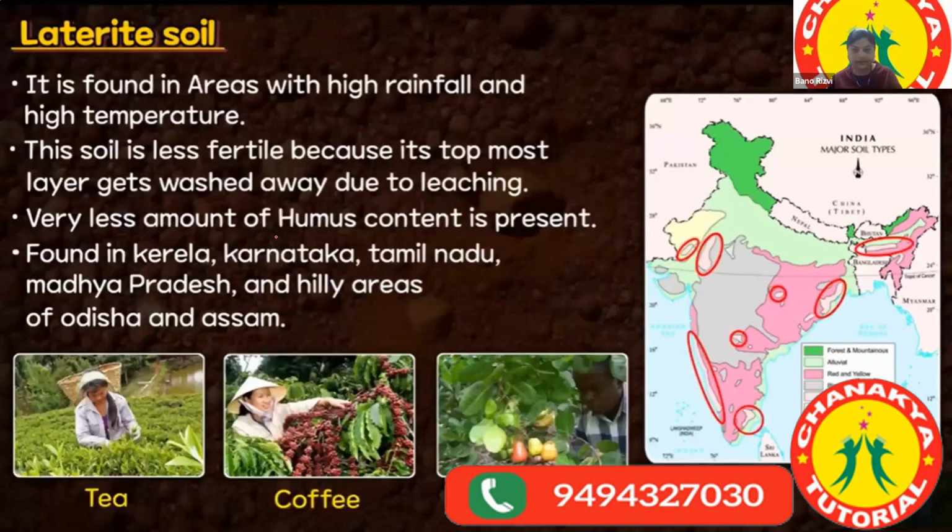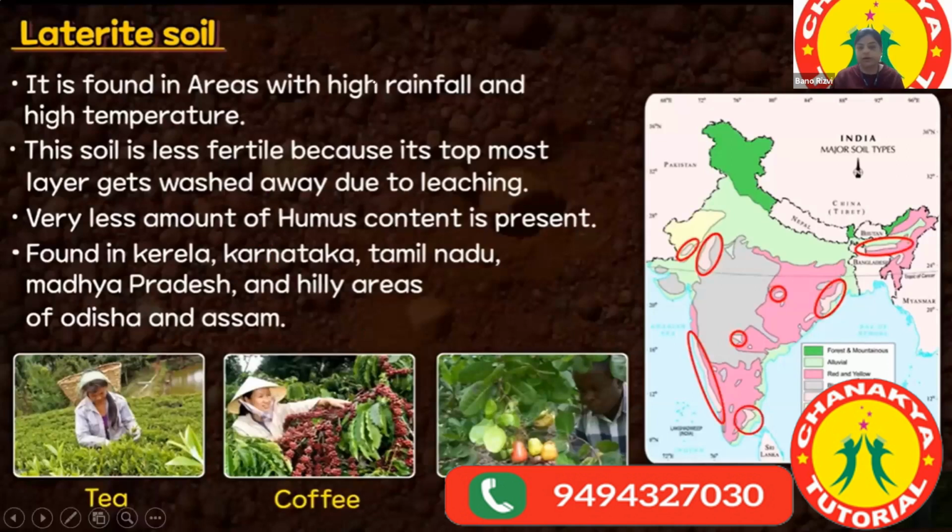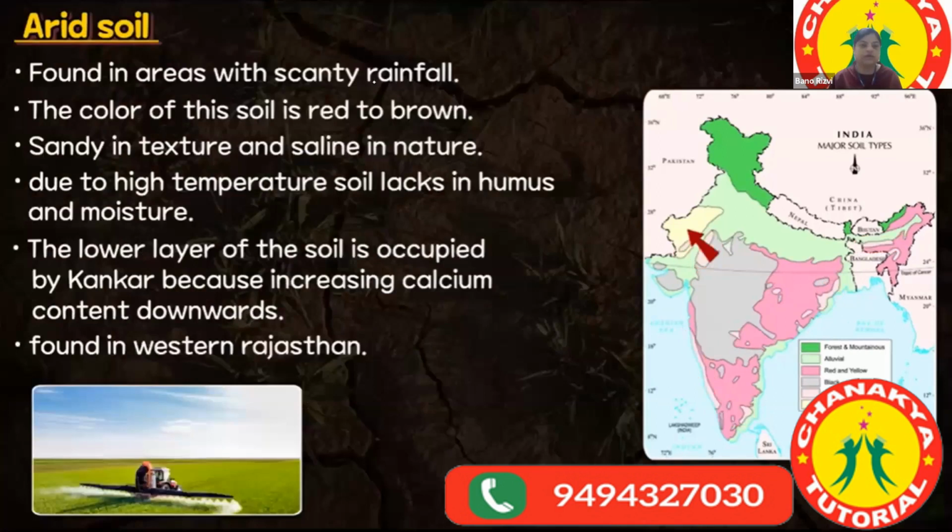Laterite soil. It is found in areas with high rainfall and high temperature. This soil is less fertile because its topmost layer gets washed away due to leaching. A very small amount of humus content is present. Found in Kerala, Karnataka, Tamil Nadu, Madhya Pradesh, and hilly areas of Odisha and Assam. So what are the crops that are grown here? That is tea, coffee, cashew nut. We also have a map here where you can see where it is grown. Fine. Next is the arid soil. Moksha, you read.